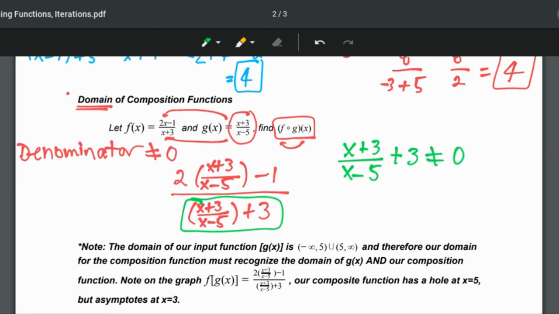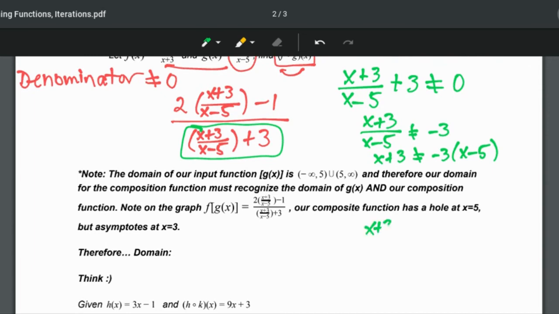All right, so now we need to solve for x. If we solve for x, we're going to subtract 3 on both sides. So that's going to give me (x plus 3) over (x minus 5) cannot equal negative 3. And then I'm going to multiply both sides by x minus 5. So I'm going to get x plus 3 cannot equal negative 3 times (x minus 5). That would give me x plus 3 cannot equal negative 3x plus 15. And if I add 3x to both sides, I get 4x cannot equal 12, and x cannot equal 3.